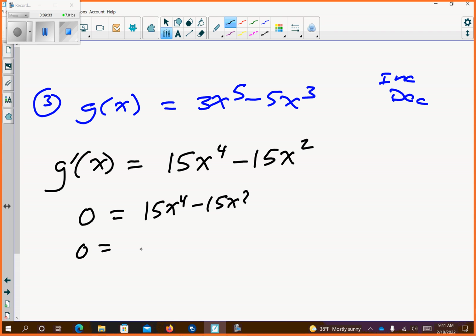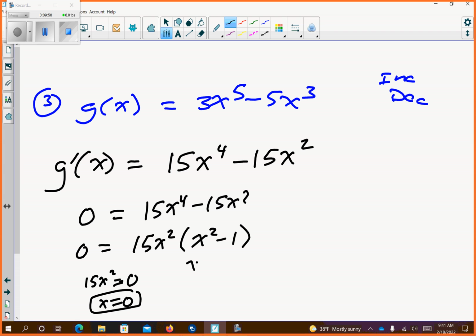And if I do the algebra, it looks like I can factor out a 15x squared from both. And that's going to leave me x squared minus 1. If I say 15x squared equals 0, divide by 15, take the square root, I'm going to get 0. That's a critical value. If I go x squared minus 1 equals 0, add 1 to both sides, take the square root, so I'm going to get plus or minus 1.